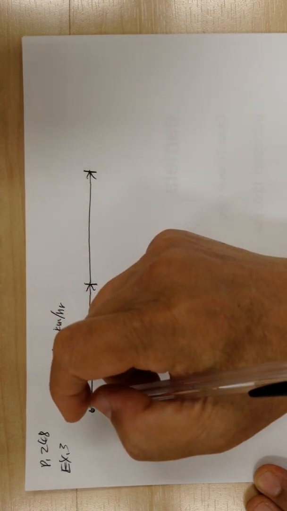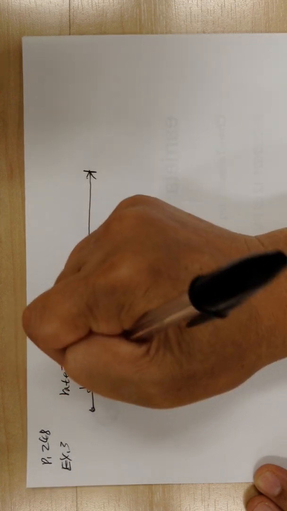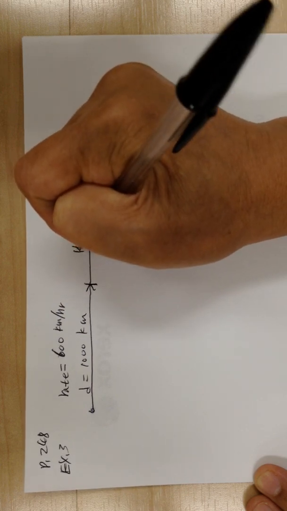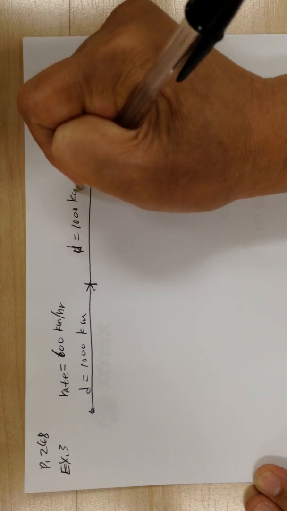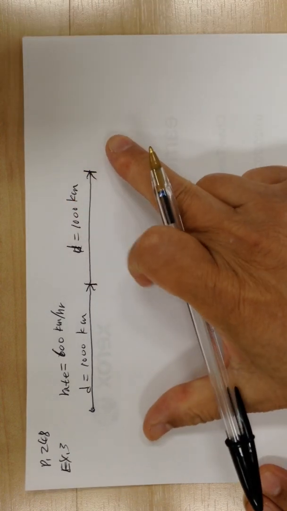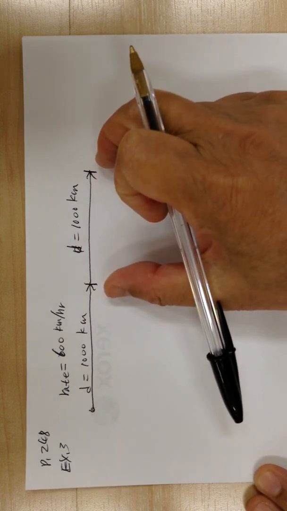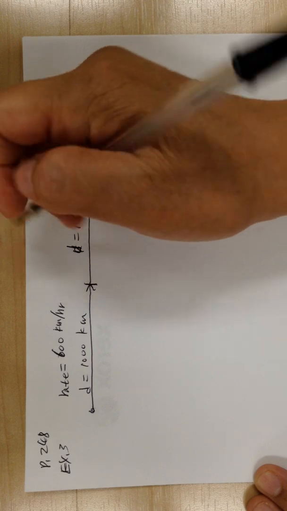So the first half of the 2,000 kilometer trip means the distance equals 1,000 kilometers, right? Half, right? And over here, the second half, the distance equals 1,000 kilometers, because again, it's a 2,000 kilometer trip. So first half will be 1,000, second half will be 1,000. And you're looking for the rate of the second half.